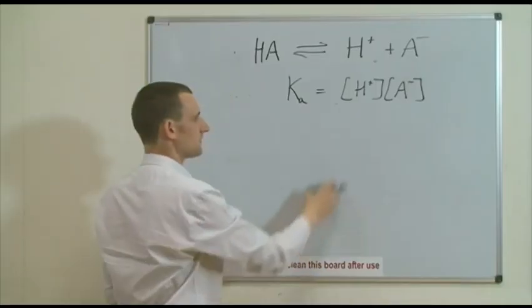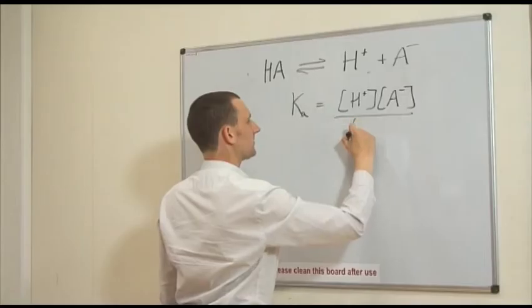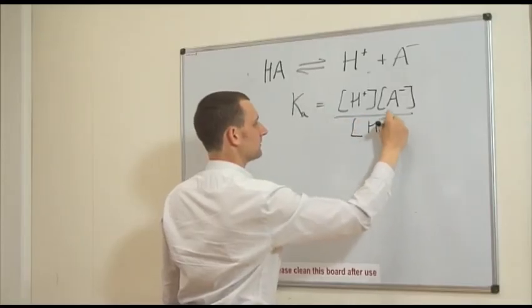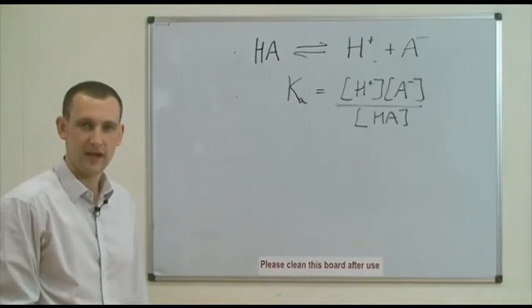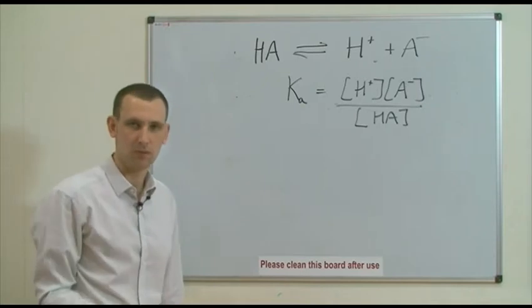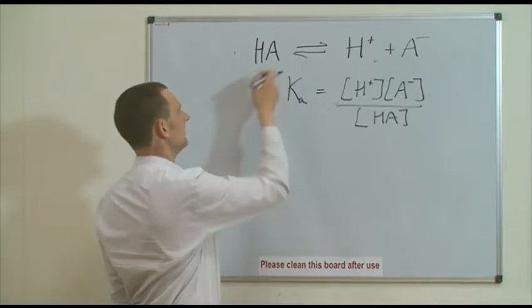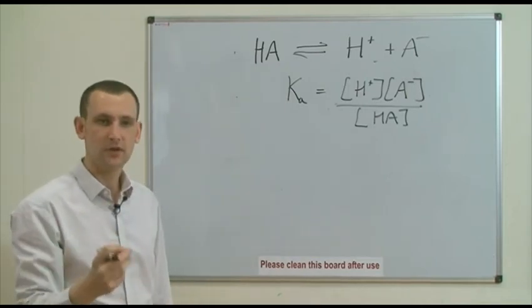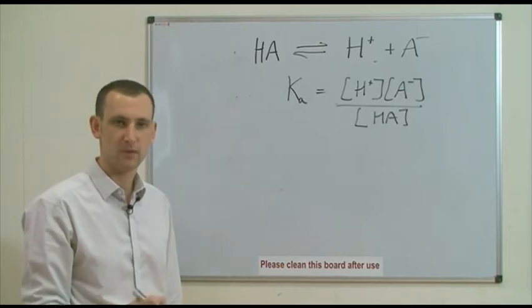as equal to the concentration of the protons multiplied by the concentration of conjugate base divided by the concentration of the original acid. If we have some solution, say 0.1 molar solution of ethanoic acid, we know the original concentration of the acid, but we don't know the value at equilibrium. So we need to consider what the values at equilibrium will be.